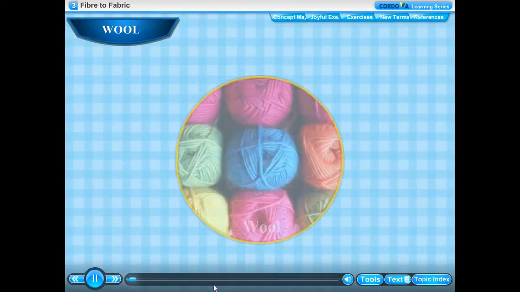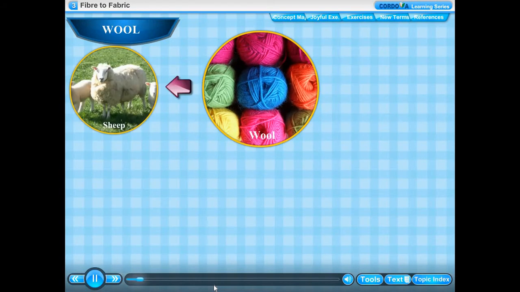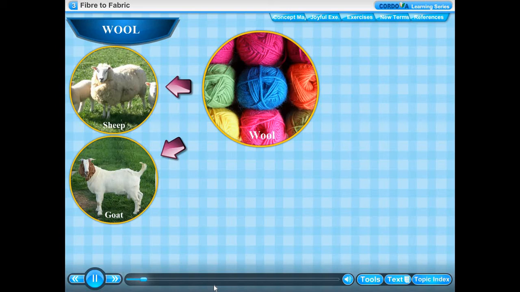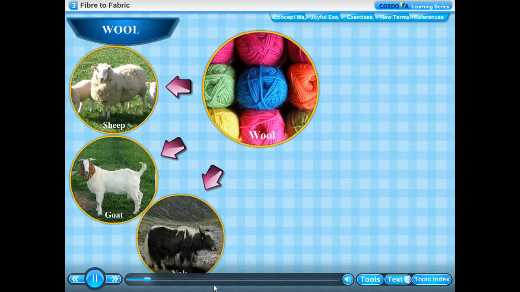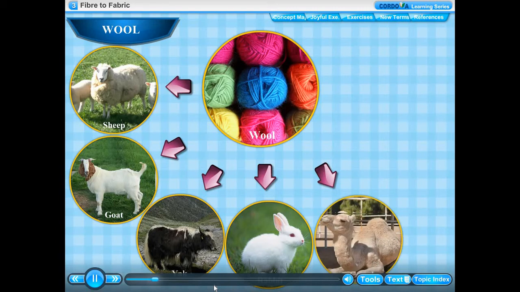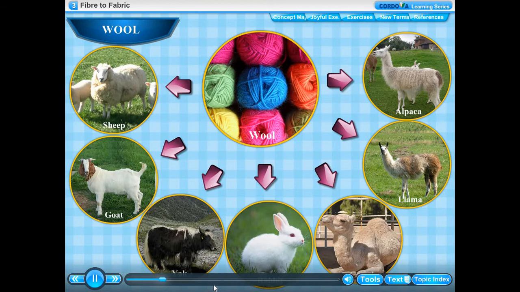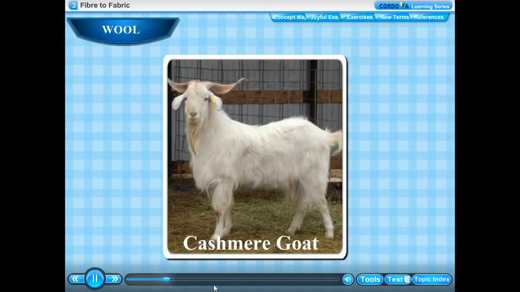Wool. We get wool from the fur, hair of sheep, goat, yak, rabbit, camel, llama and alpaca. Cashmere goat.